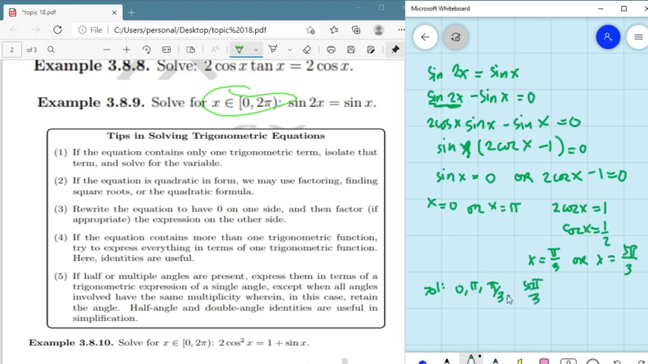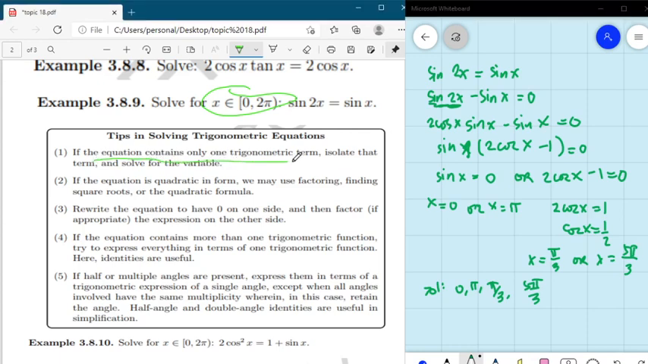Okay, then we have the tips in solving trigonometric equations. Number 1, if the equation contains only one trigonometric term, isolate that term and solve for the variable. Second, if the equation is in quadratic form, we may use factoring, finding square roots, or the quadratic formula. Rewrite the equation to have 0 on one side and then factor, if appropriate, the expression on the other side.